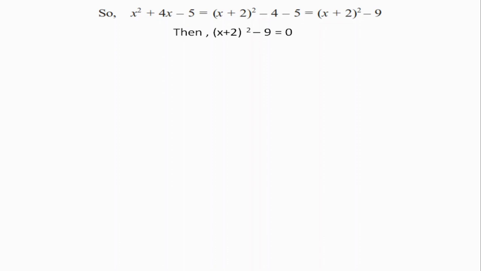And that gives x plus 2 whole square minus 9 equal to 0. That gives x plus 2 whole square is equal to 3 square. That gives 2 values. x plus 2 is equal to plus or minus 3. Then we get x equal to minus 5 or x equal to 1.